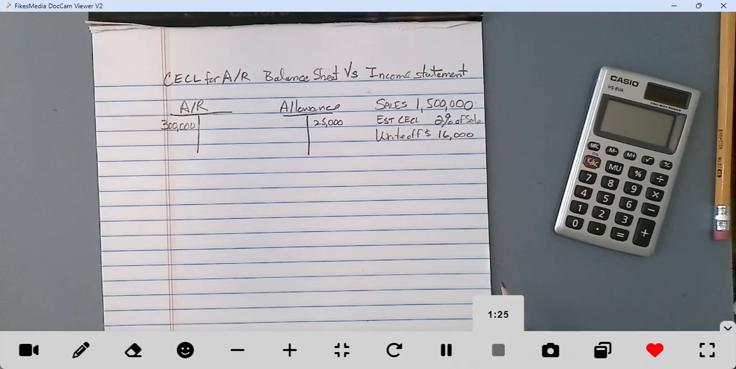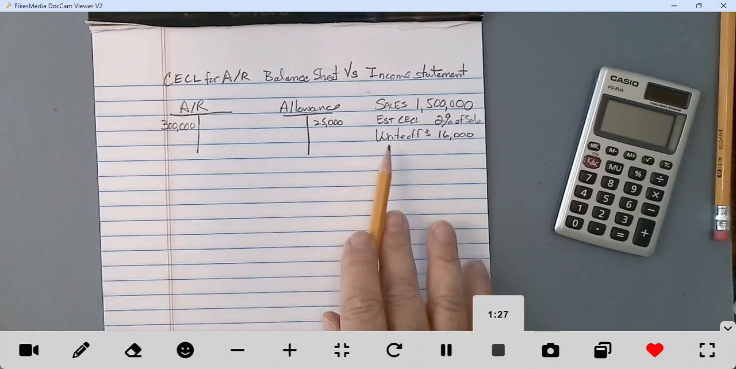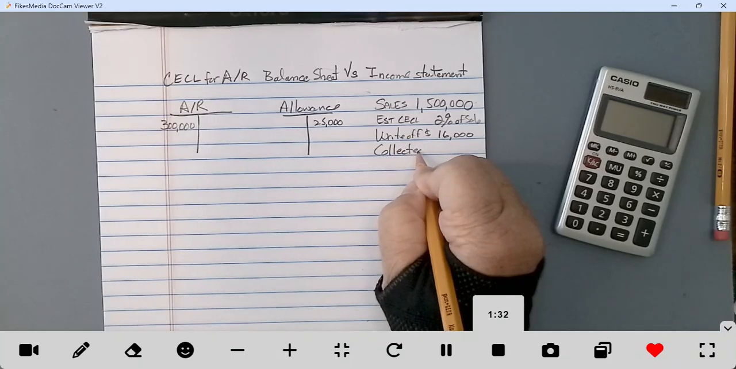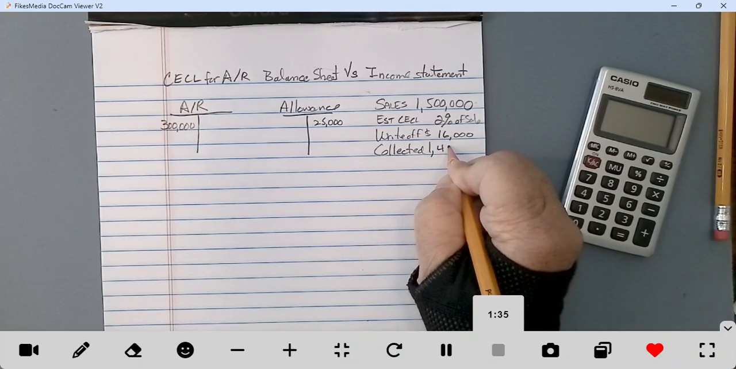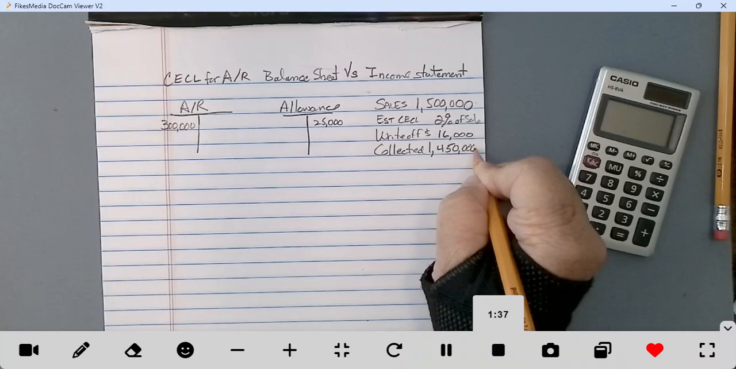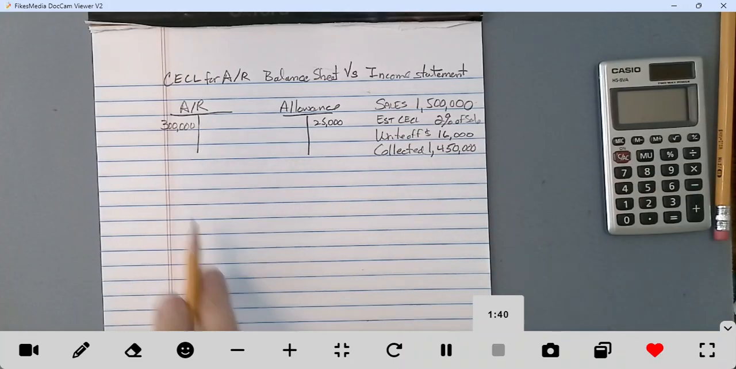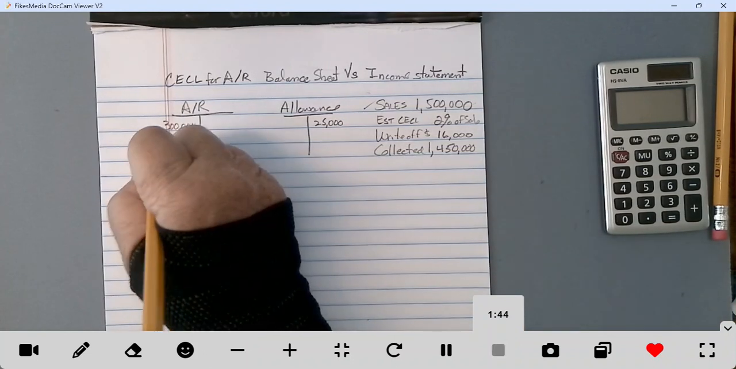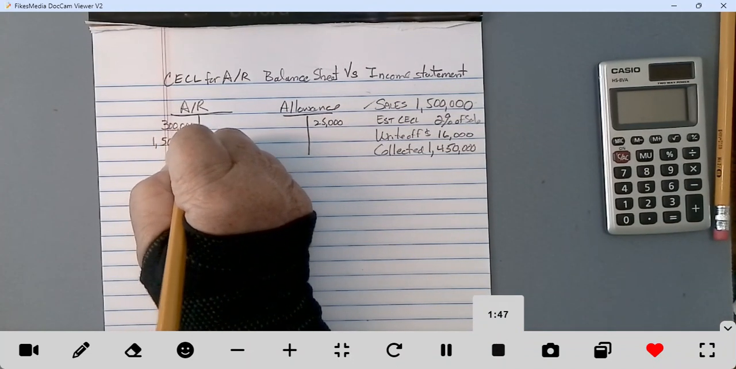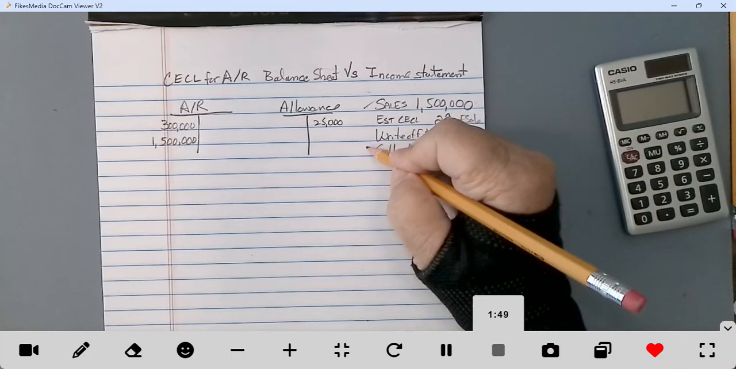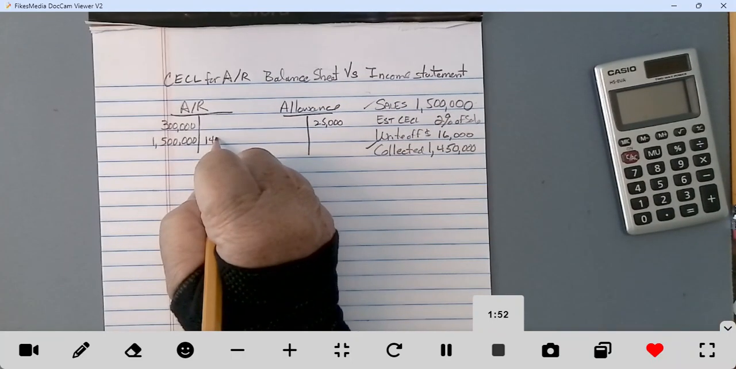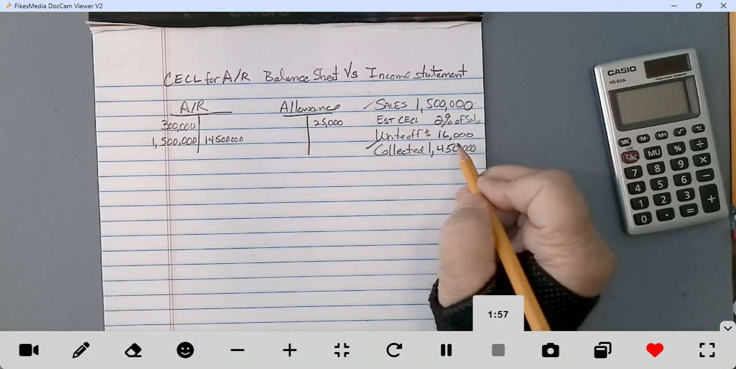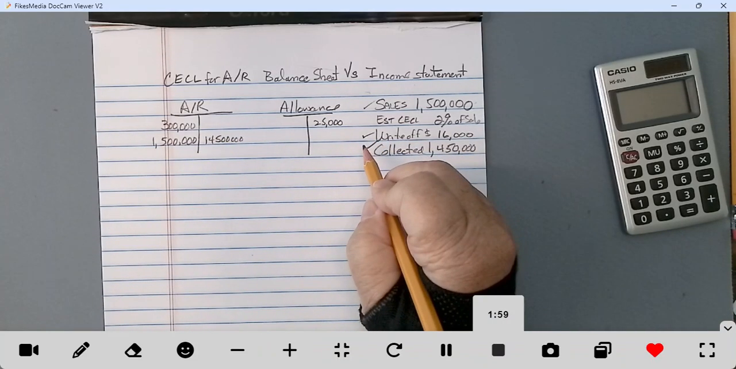Okay, so the first thing I do, I post my collections. I collected $1,450,000. Okay, so let's post my data into my T accounts. I have sales. Okay, collected. I have bad debt write-offs.